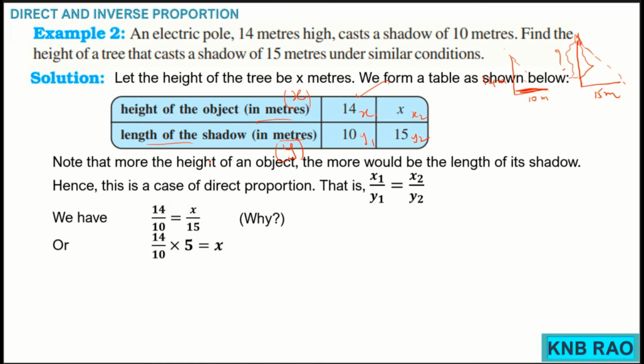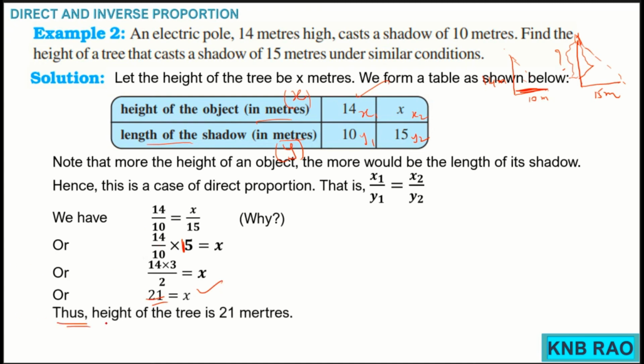Now on cross multiplication we will get 14 into 15 by 10. Further on simplification we will get 14 into 3 by 2, which gives 21 meters as the height of the tree. We will write the conclusion: the height of the tree is 21 meters. Okay, so with this example number 2 is over.